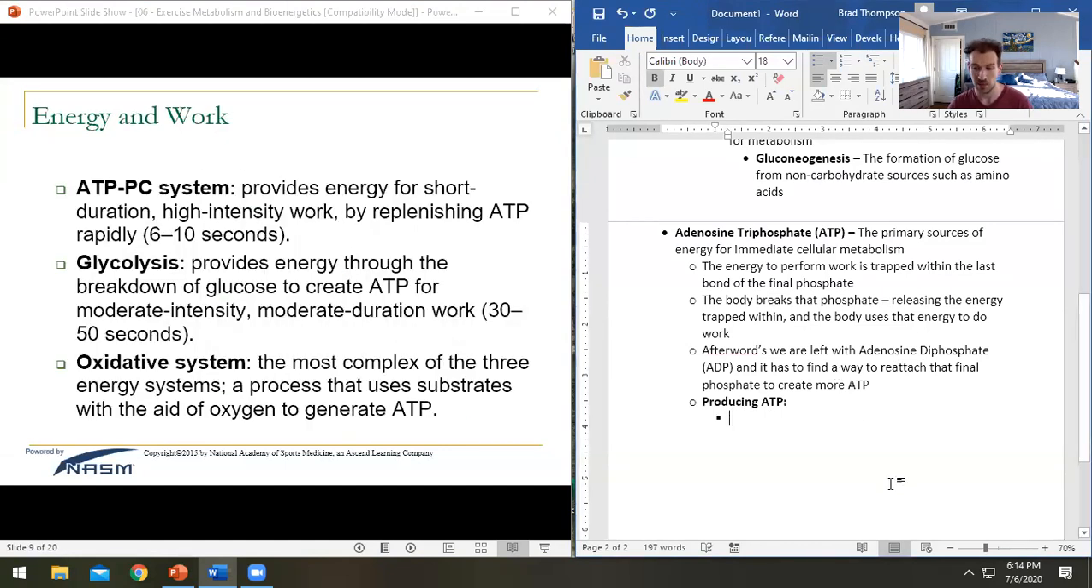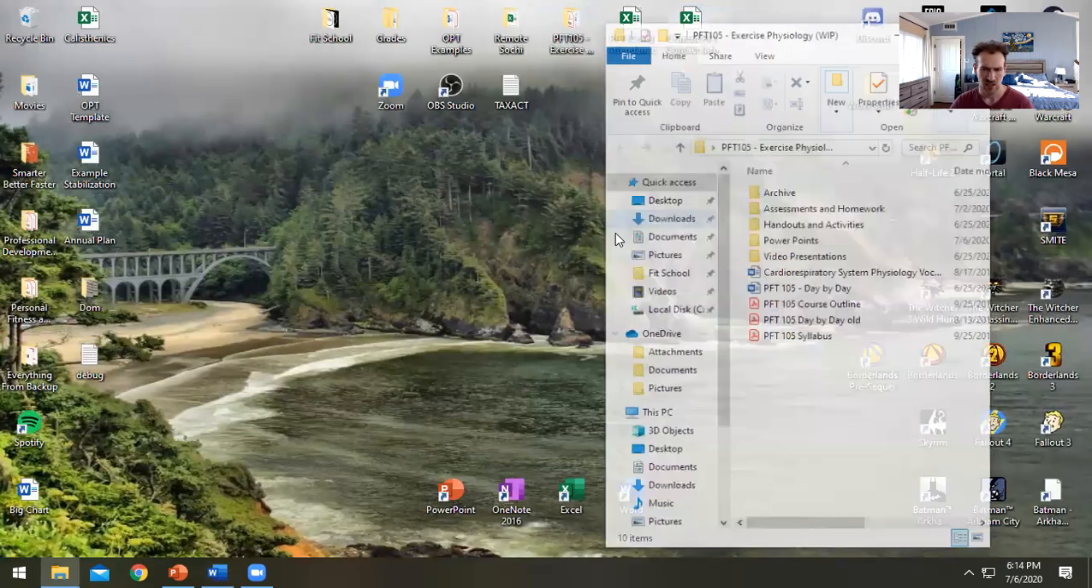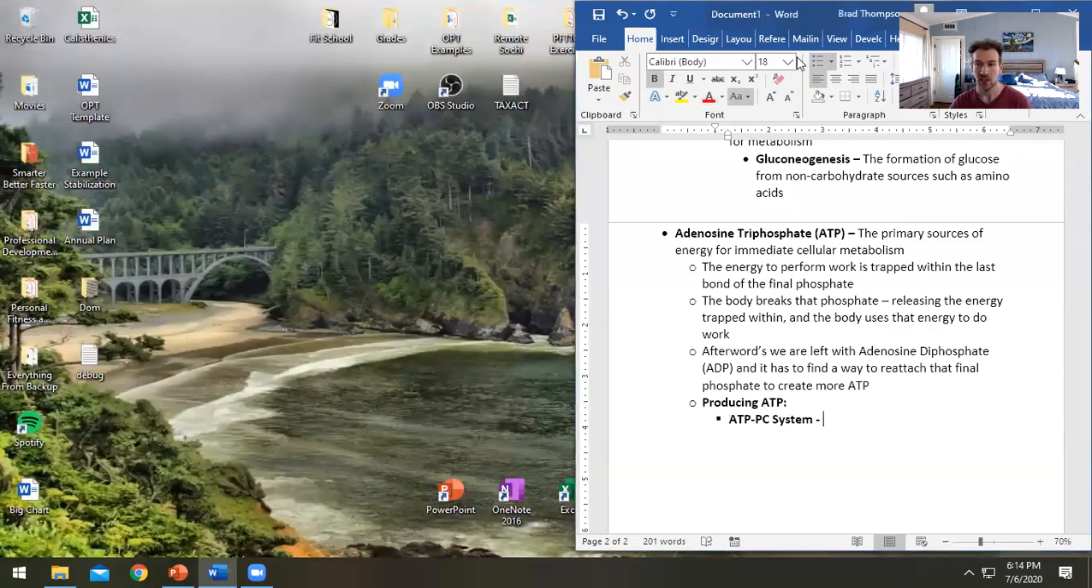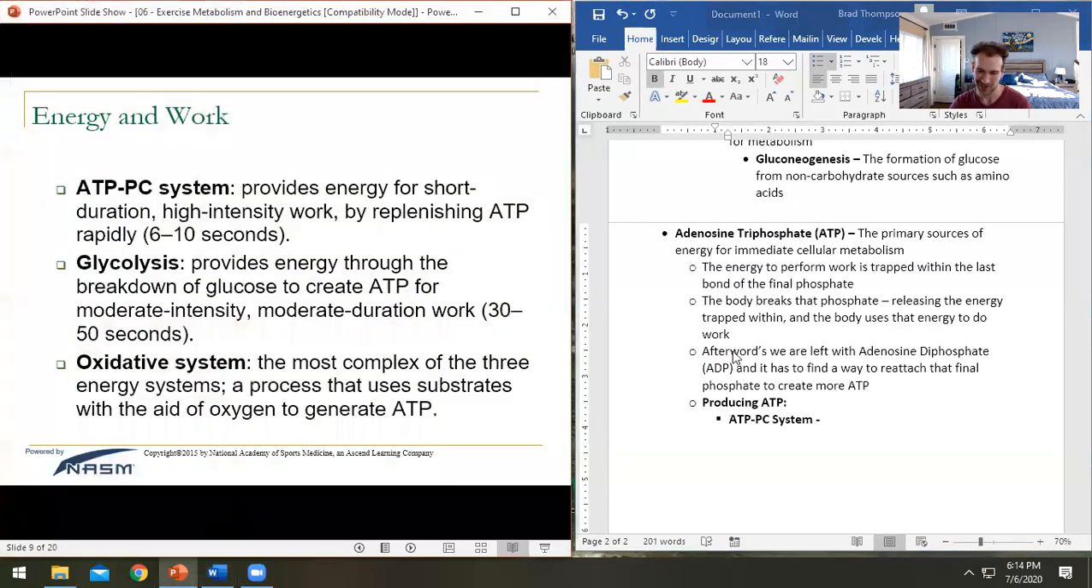We're going to see the ATP-PC system. This is going to be our first one, right? The ATP-PC system. This is what we're going to be diving into tomorrow, I believe. I've got that right, don't I? Yeah, we're going to look at the anaerobic system tomorrow. So we'll look more in depth at this system tomorrow when we're looking at super high intensity.